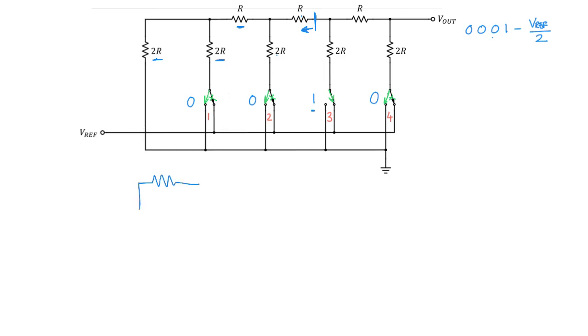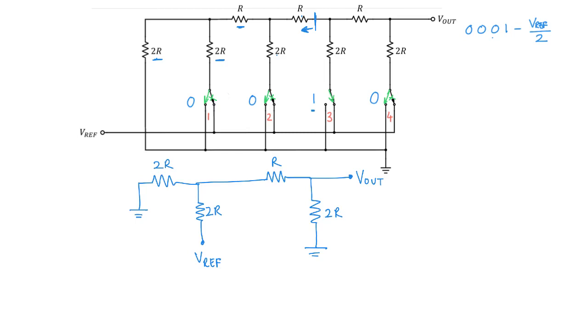So you have a resistance connected to ground, which is 2R, and then you have a resistance connected to VREF, and this resistance value is also 2R. And then instead of the output, as in the previous case, you have an R and a 2R which is connected to ground, and we are taking the output at this point. This is 2R, this is R. Okay, so that's the equivalent circuit that we get. So what is the output of the circuit at this point?